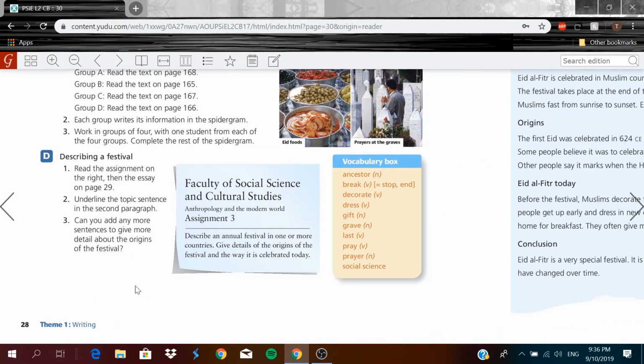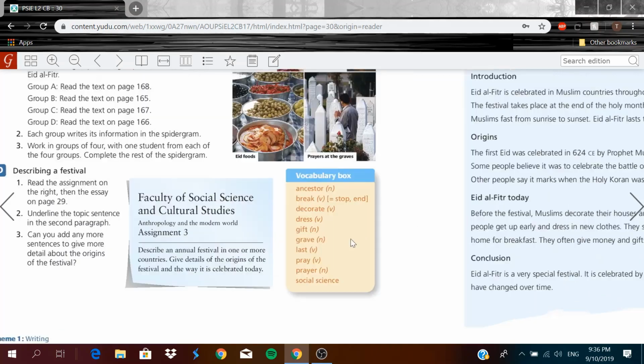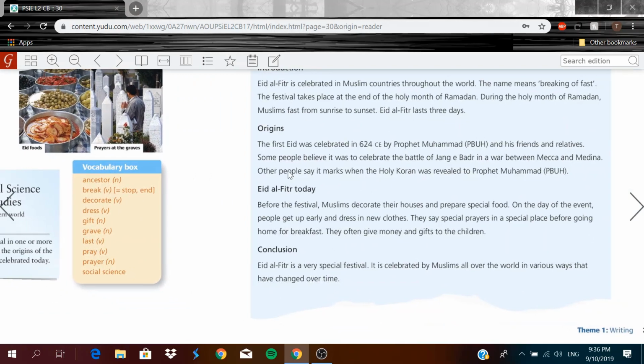Then we have, can you add any more sentences to give more detail about the origins of the festival? So basically anything from the text. Yes, we can. If we say, some people believe it was to celebrate the Battle of Badr in a war between Mecca and Medina. That's, again, extra information. We could also say, other people say it marks when the Holy Quran was revealed to Prophet Muhammad. So that's also extra information.